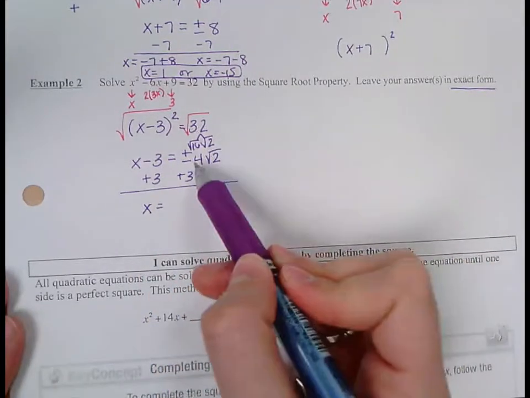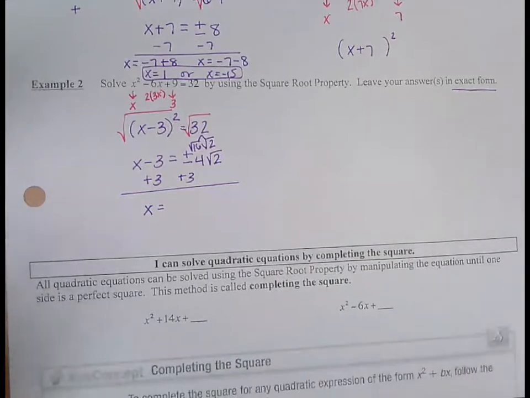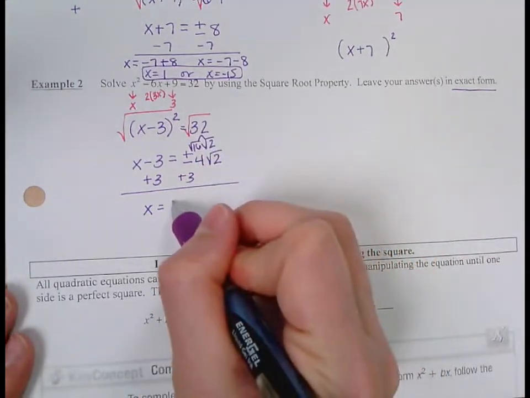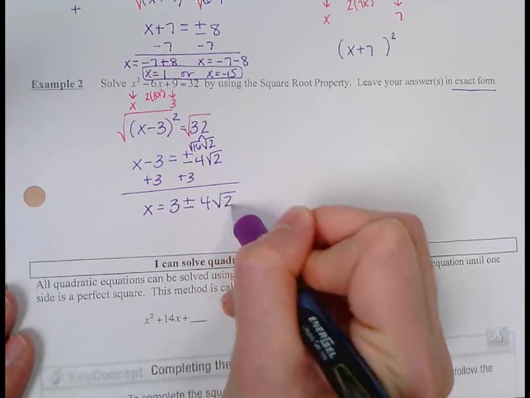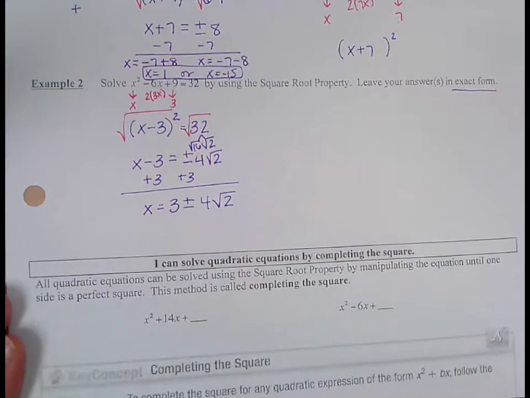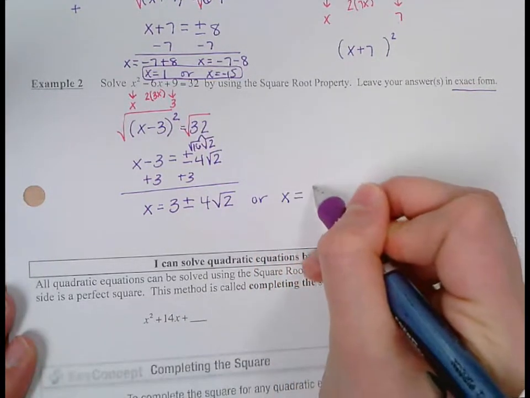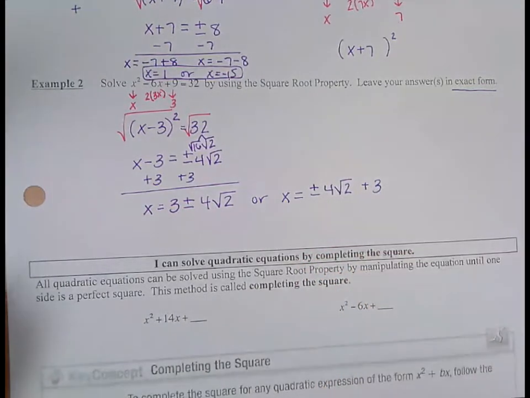But the 3 is not added to the 4, and it's not added to the 2. So I can write my answer a couple different ways. I can put the positive 3 in front and write it as 3 plus or minus 4 square root 2. You could write it the other way around, x equals plus or minus 4 square root 2 with plus 3 at the end.